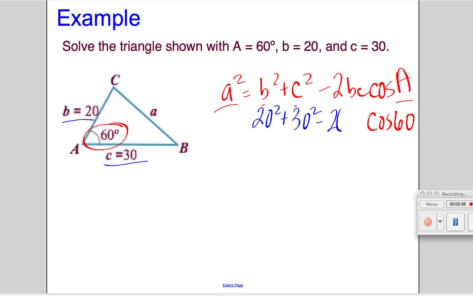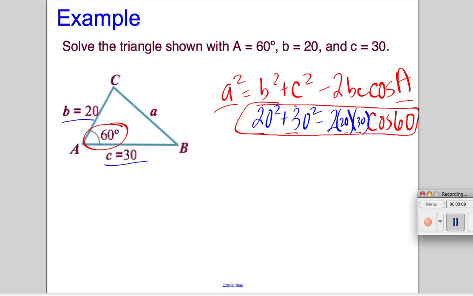Then with sides b and c, that's 20 squared plus 30 squared minus 2 times 20 times 30. Notice how you could interchange the 20 and 30 and still get the same result, because they have the exact same impact on the formula. So it doesn't matter which one's which. I know they were labeled a, b, and c here, but if they were labeled x, y, and z, it wouldn't matter, as long as you know which angle you have and which side you're looking for. Now I'm going to punch this into my calculator to find the value.